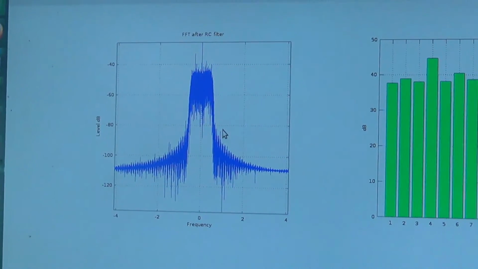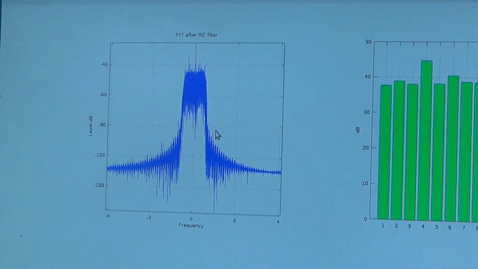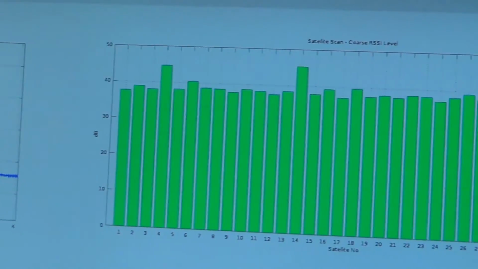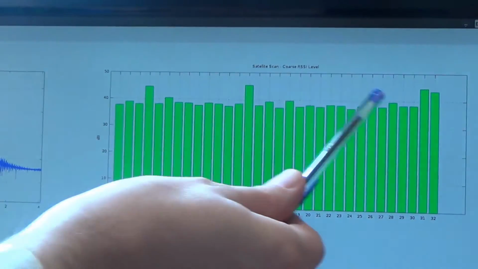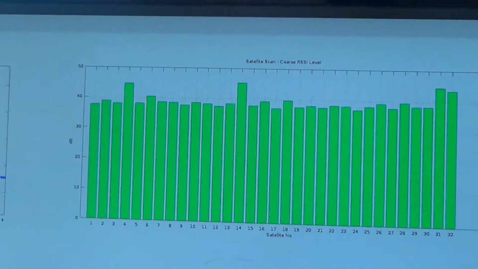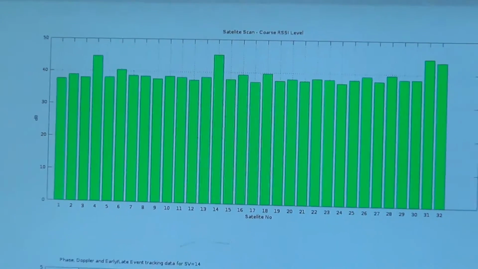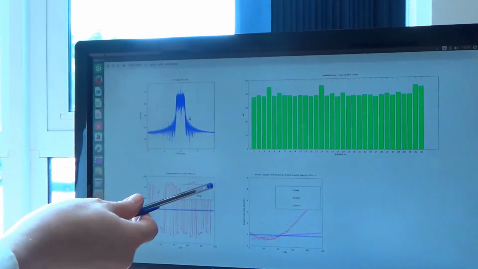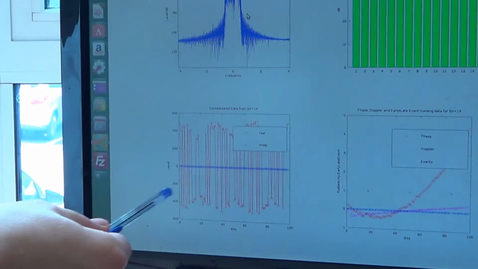The software then begins to look for the satellites which are visible to its antenna, and here we can see 4 satellites are visible in the code domain. The data is then demodulated, as you can see here.